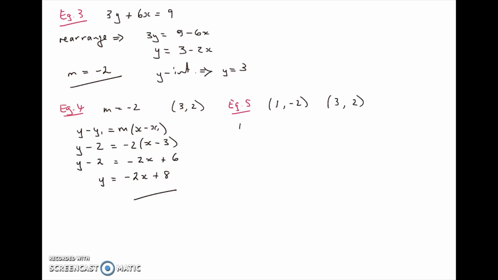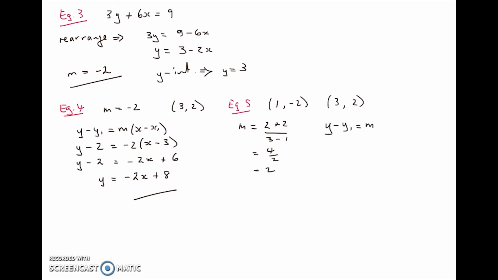First thing we need to do is to find the gradient. So we've done that before. m equals y2 take y1, so that's going to be 2 minus negative 2, or 2 plus 2, over x2 take x1, so 3 minus 1. That gives us 4 over 2, which is 2. So our gradient is positive 2.